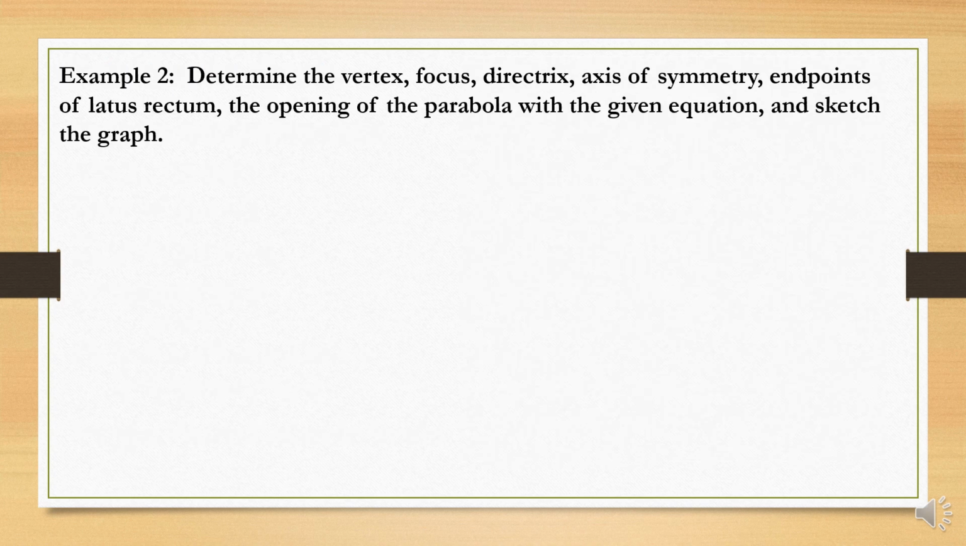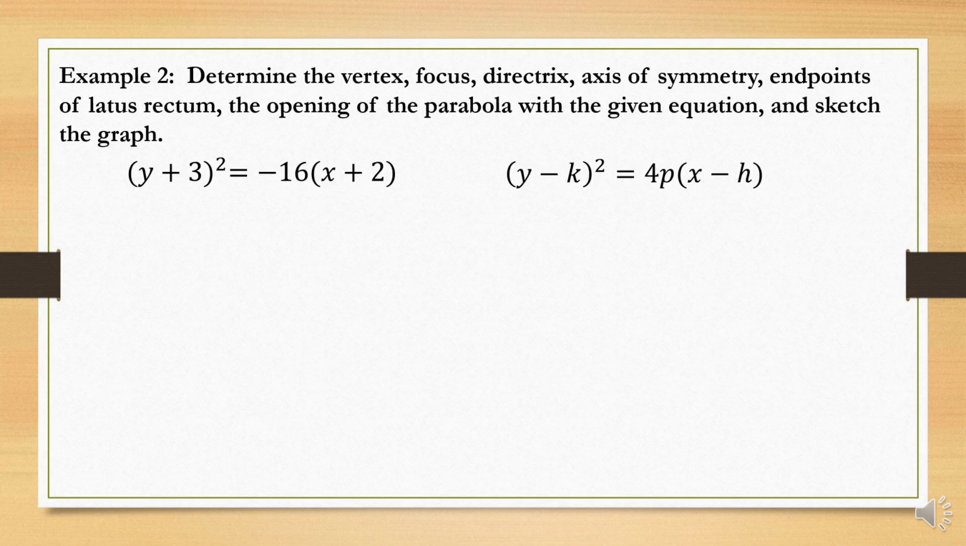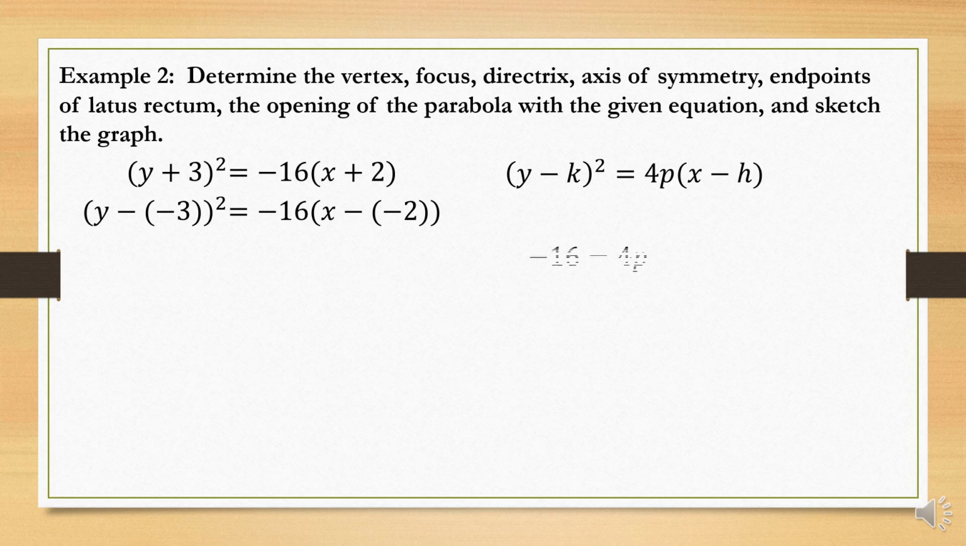Example number 2. Given the equation of a parabola, which is the quantity y plus 3 squared is equal to negative 16 times x plus 2. Now, to emphasize the values of k, p, and h, we're going to rewrite it in this form: the quantity y minus negative 3 squared is equal to negative 16 times the quantity x minus negative 2. Since negative 16 is equal to 4p, find the value of p that will satisfy this given equation.